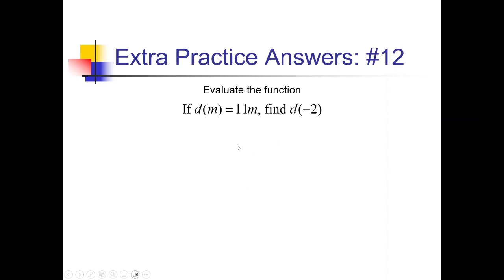Here we go with our final boss battle. As these things are measured, this is not a very intimidating one here. We have the d function, just got to plug negative 2 in for the m that they gave us here. So 11 times negative 2, which gives us negative 22.